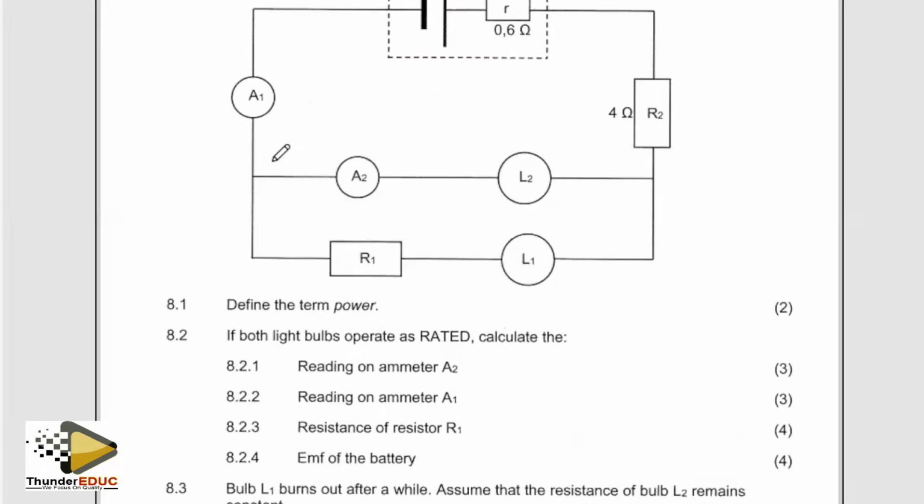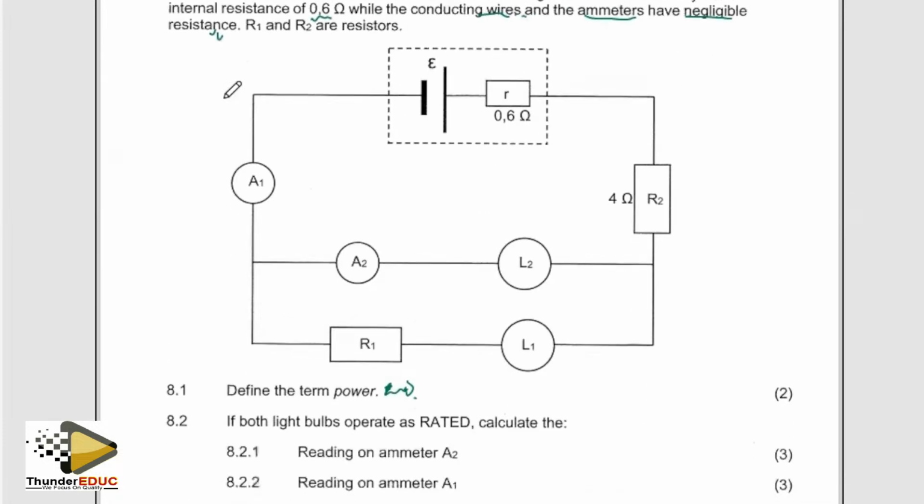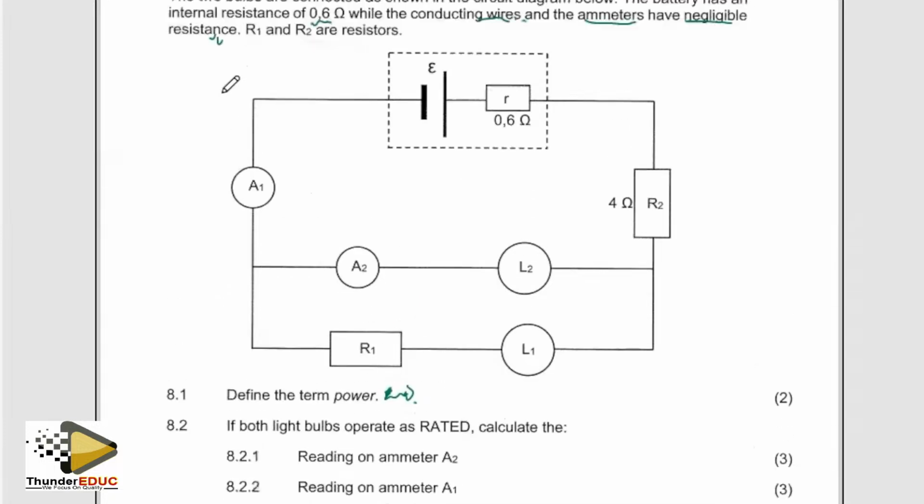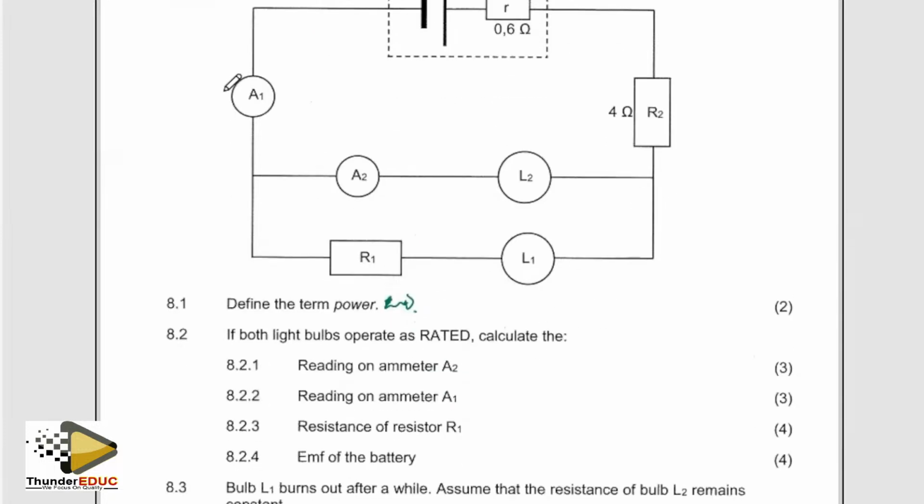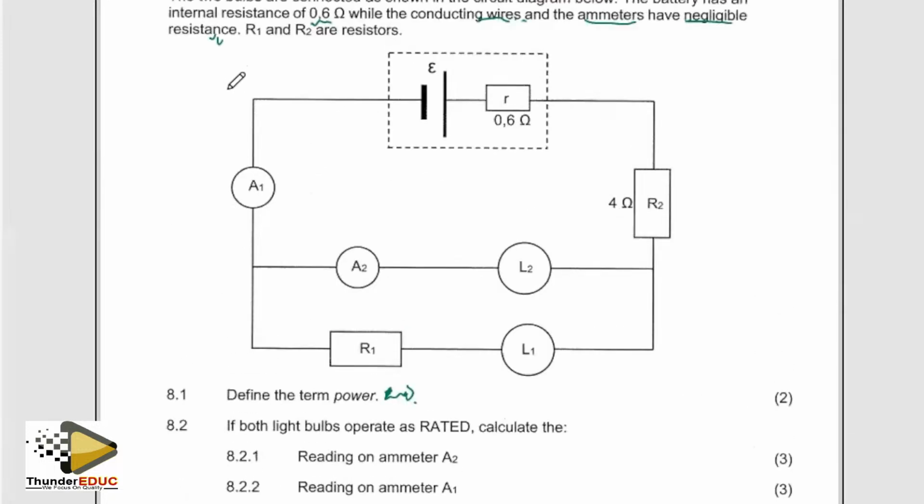Then they want us to define the term power. Okay, so we know that power is basically the rate at which work is done or the rate at which energy is transferred. Now, for the sake of electricity, we shall look at the rate of energy transfer. Okay, so that is the definition of power. Then 8.2, they want us to get the reading of A2.